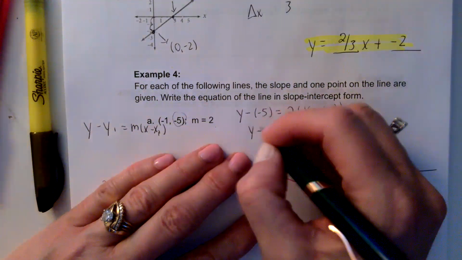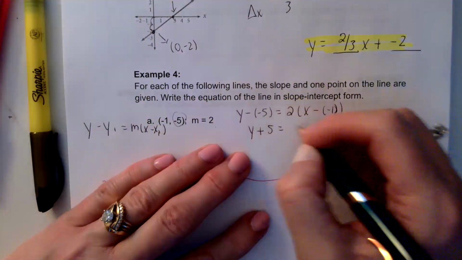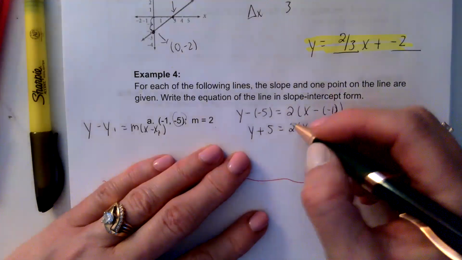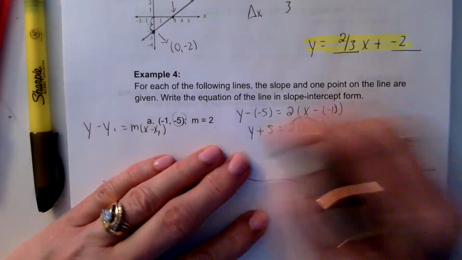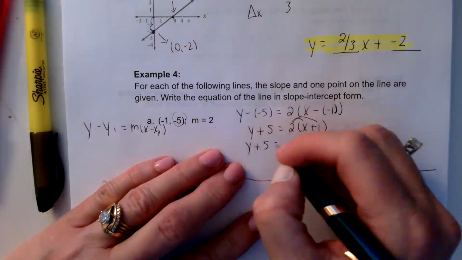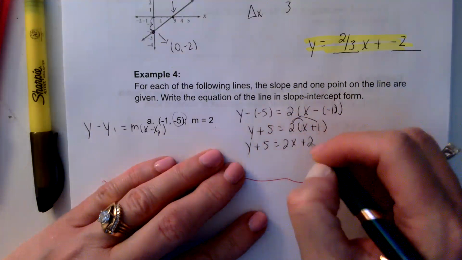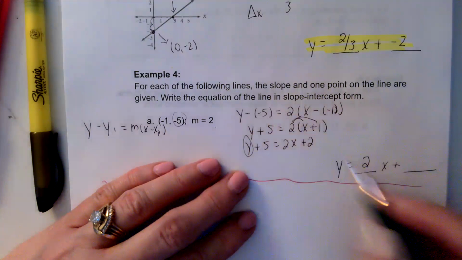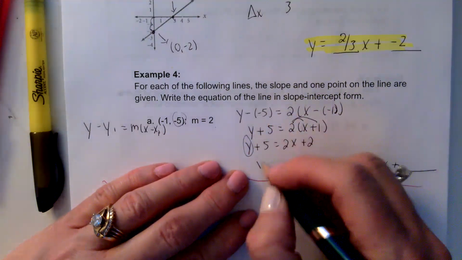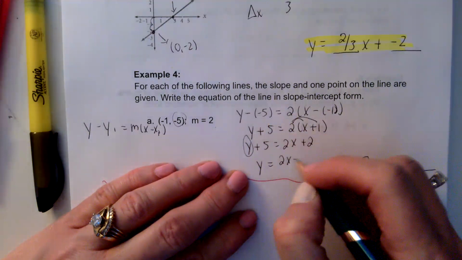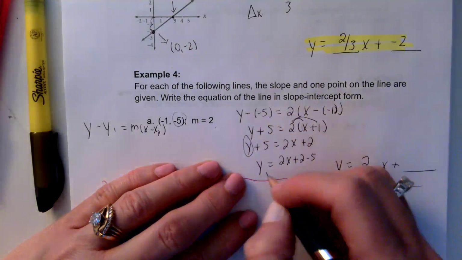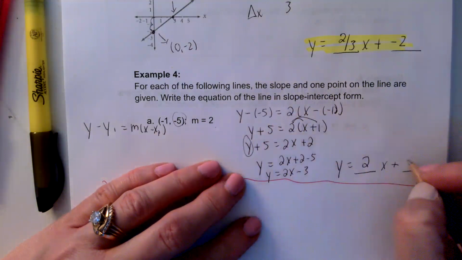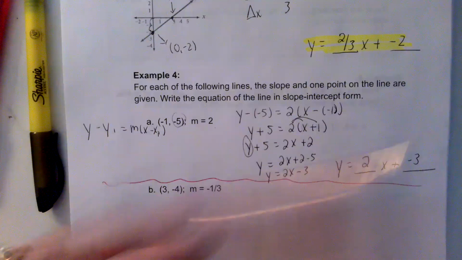So this is y plus 5 equals 2 times x plus 1. And now I have to distribute my 2. So I have y plus 5 equals 2x plus 2. And then I want it in slope-intercept form, so I need to solve for y. So I'm going to subtract 5. So we have 2x plus 2 minus 5, so y equals 2x minus 3. So the y-intercept is negative 3.